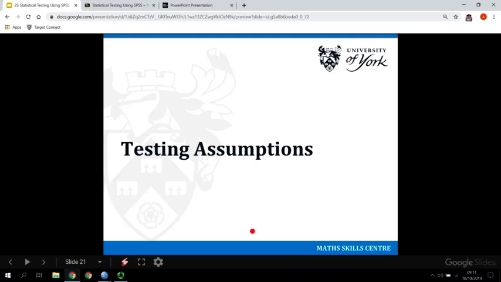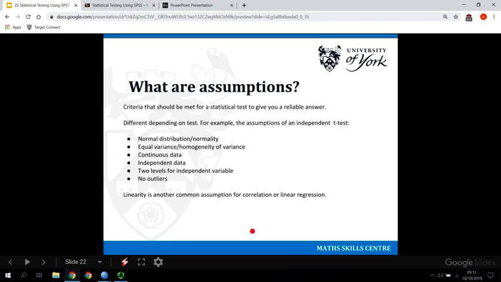So now we've decided what test we're doing. We're ready to test some assumptions, and I'm going to explain what an assumption is. You can think of assumptions as criteria that you've got to meet in order for a statistical test to give you a sensible answer or a reliable answer. So people have designed these statistical tests, but when they've designed them, they've realized that they only work under certain conditions. So they only work when your data is in a certain way, when your data meets these criteria, i.e. your data meets the assumptions of the test.